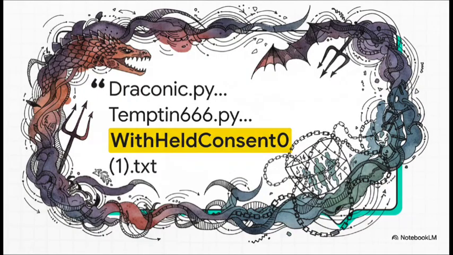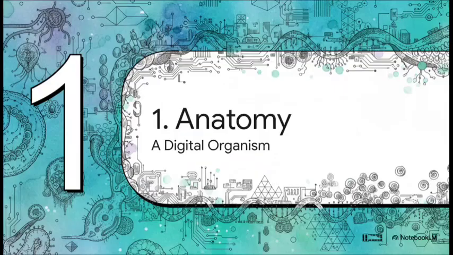So this is where it all started, with this table of contents. I mean, the file names themselves are the very first clue that something is off. You've got names like Draconic, Tempton 666, and yeah, even one called Withheld Consent. This is not your typical software archive. This is pretty much the start of a deep mystery. You know, to really understand this thing, we have to treat it like a biological specimen.